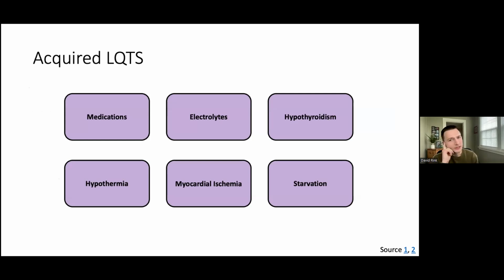The most common etiologies, obviously, for acquired long QT syndrome are things that we're all pretty familiar with and we've started to discuss already. So medications, electrolyte abnormalities, hypothyroidism in particular, and myocardial ischemia. New for me was I didn't realize that hypothermia and then starvation are both associated with prolongation of the QT interval. So these are other things to interrogate.